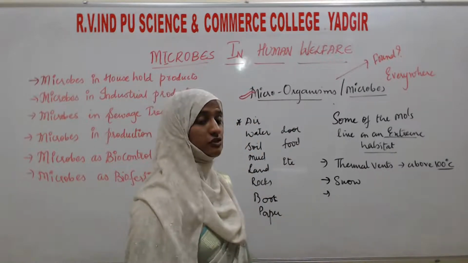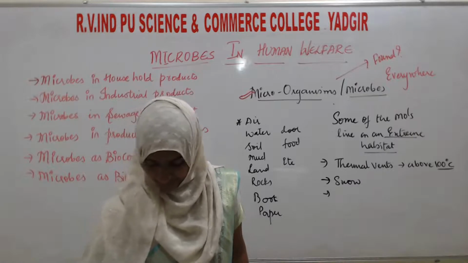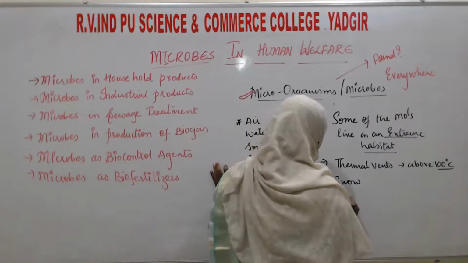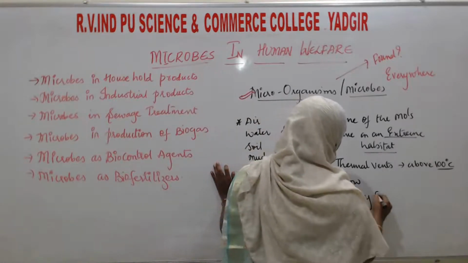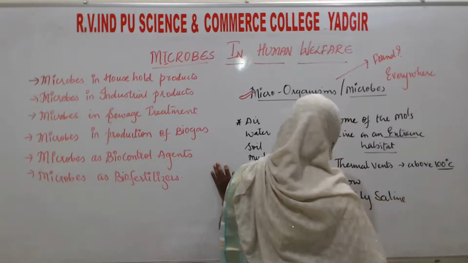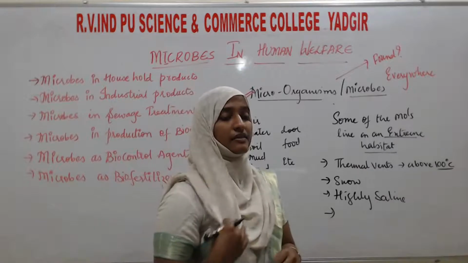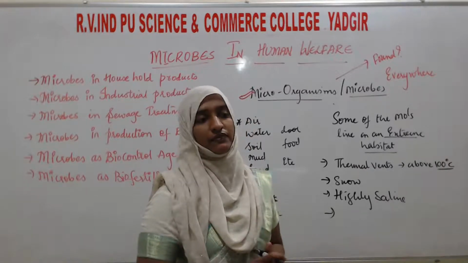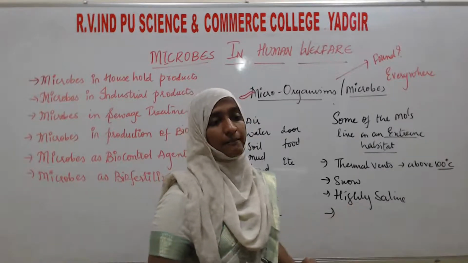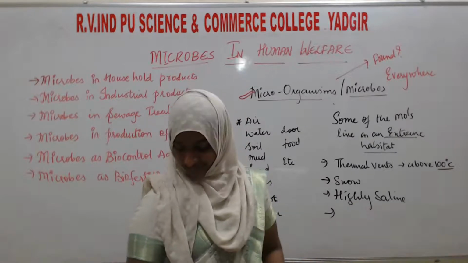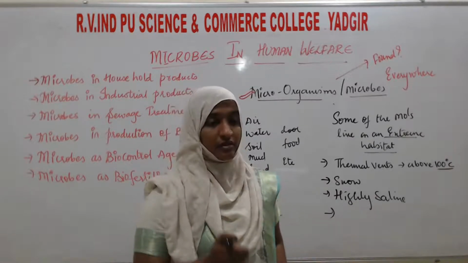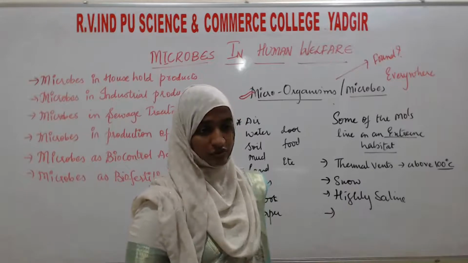There you will also find them, in highly saline areas or regions. Saline means where the salt content is high, that is, in the deep sea. Under the deep sea also you will find microorganisms. They are also found in certain acidic environments.